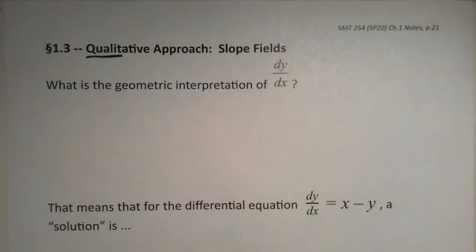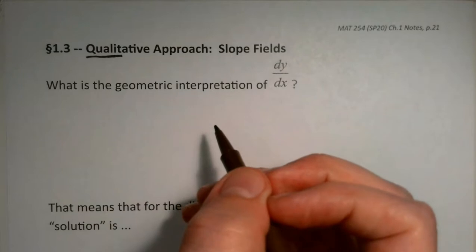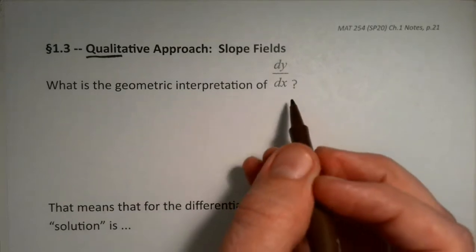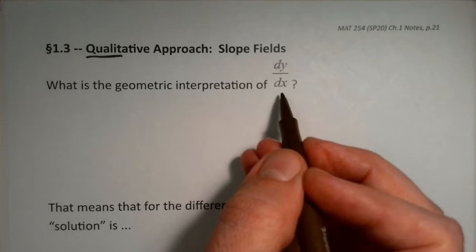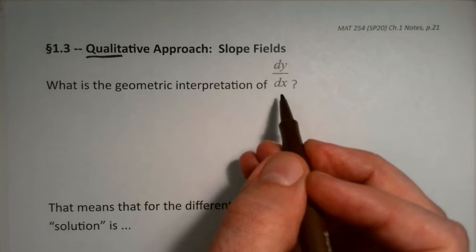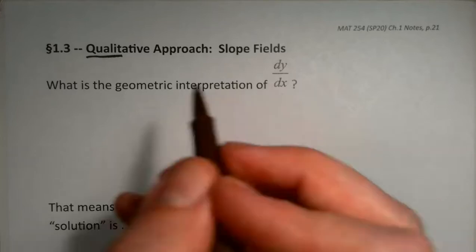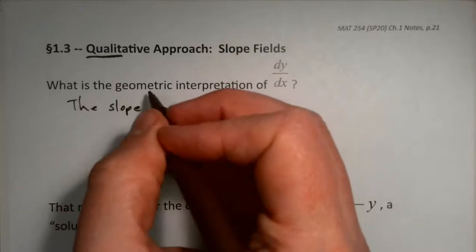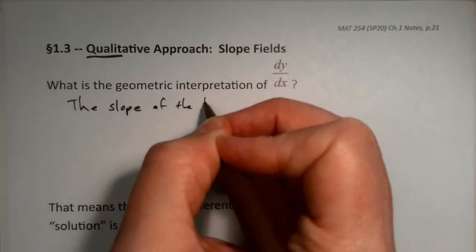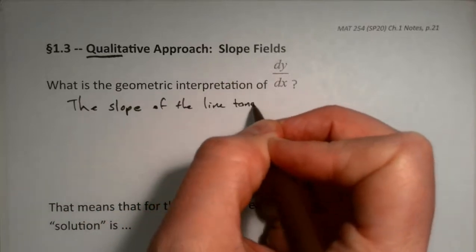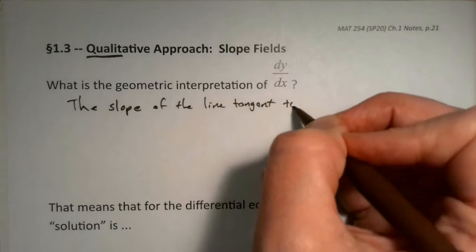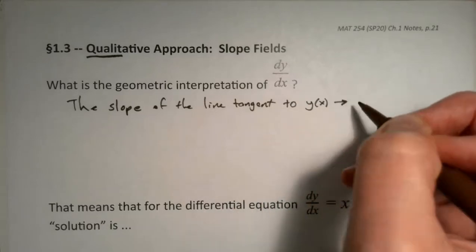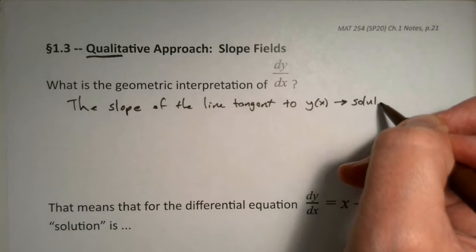So the first question up on the notes is, what's the geometric interpretation of dy/dx? If you remember back from Calc 1, probably one of the first things that you learned about the derivative was it's really about the slope. So it's the slope of the line tangent to y of x, which, if you remember, is the solution curve.